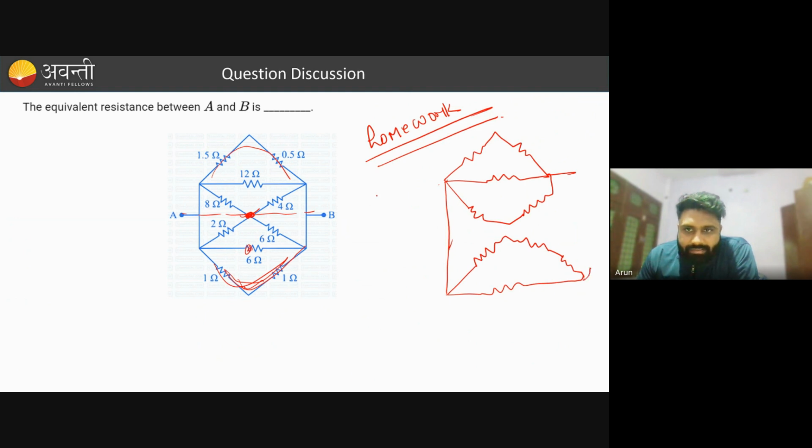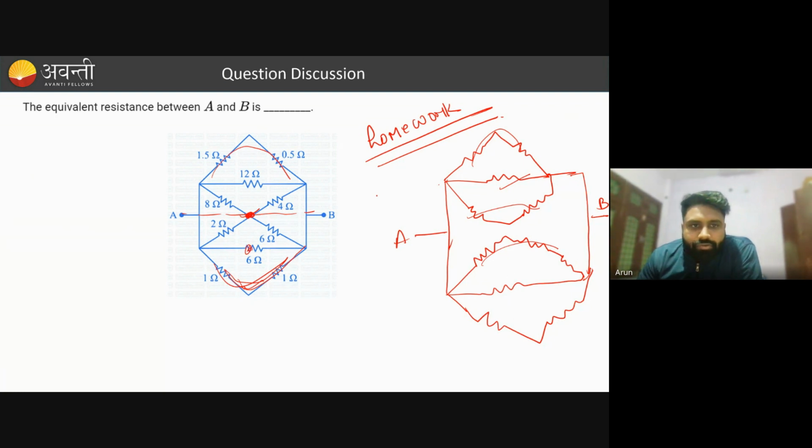Okay, and these two are connected to A and B. This is A, this is B, and the same thing we will have here. Now put the value and calculate it. These two are in series, this is in parallel, these two are in series again, these two are also in series. Okay, and then these three will become in parallel.